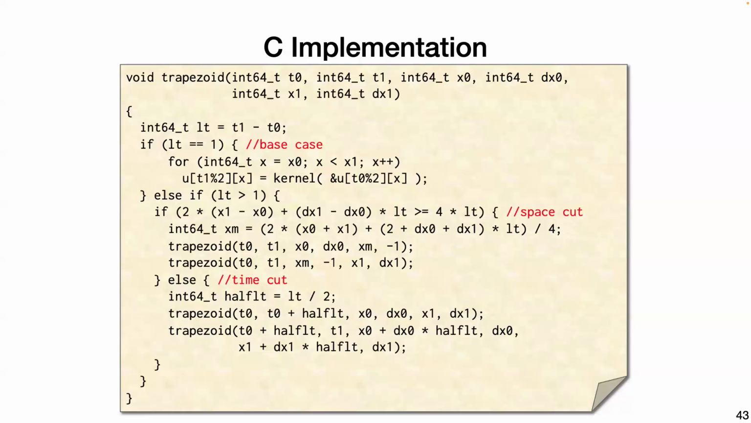So 4 times LT is 4 times the height. And this x1 minus x0 is like the base of your trapezoid. And 2 times the base of your trapezoid plus LT is like the height. And this dx1 minus dx0 is the slope on the right side minus the slope on the left side. So if you multiply that by the height, I guess this might be possible to do just based on the bottom part, just based on x1 minus x0, which is the bottom length of your trapezoid.